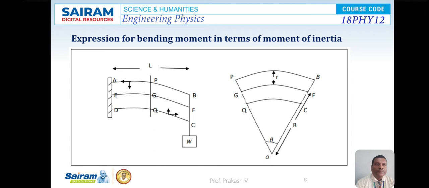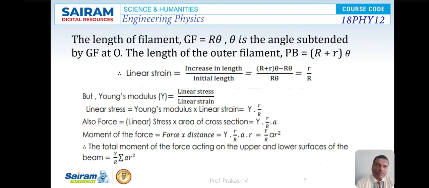Here PB is the layer which gets elongated, whereas GF is the layer considered as the neutral axis. It will not undergo any deformation, whereas the layer QC will get contracted. Here the layer GF makes an angle theta at O, and the distance of the layer GF from O is capital R. Therefore, GF can be written as R theta. And the distance between the layer PB and GF is found to be small, as you can clearly see in this picture. So the length of the filament GF is equal to capital R theta.